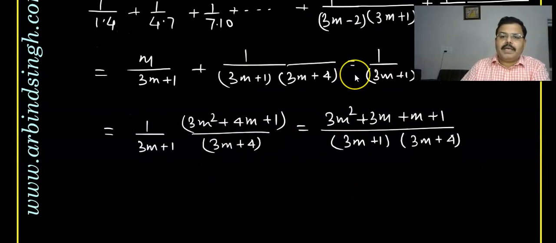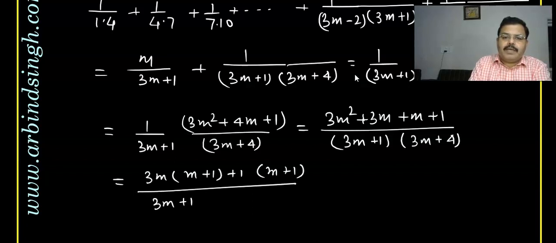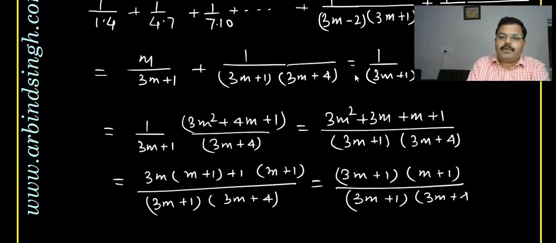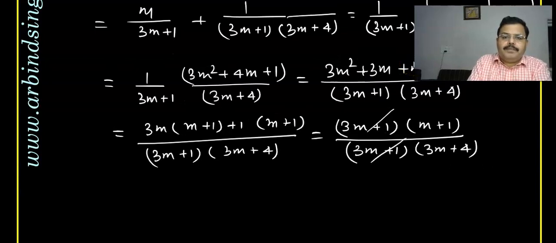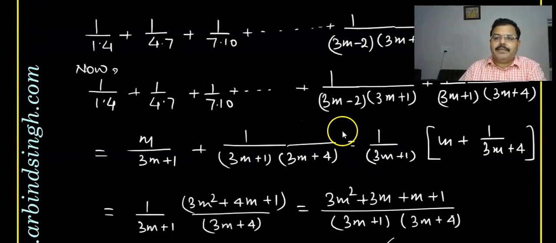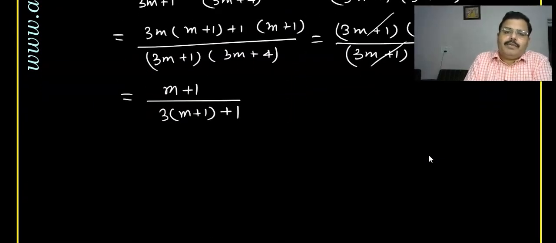Now if I take 3m common, that will be m plus 1, and if I take 1 common, m plus 1, divided by (3m plus 1) into (3m plus 4). So if I take m plus 1 common, this will be (3m plus 1)(m plus 1) over (3m plus 1)(3m plus 4). The 3m plus 1 cancels out, and what is left is m plus 1 upon 3m plus 4, which can be written as (m plus 1) upon 3 times (m plus 1) plus 1. Instead of m, there is m plus 1. So clearly, this is true for n is equal to m plus 1.